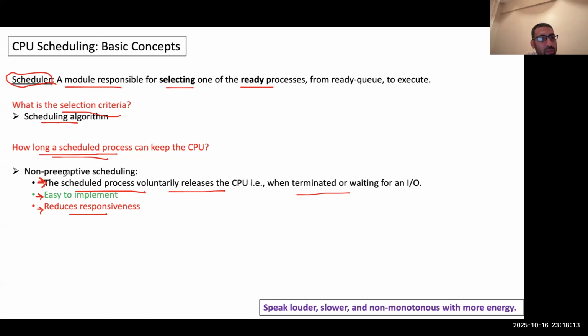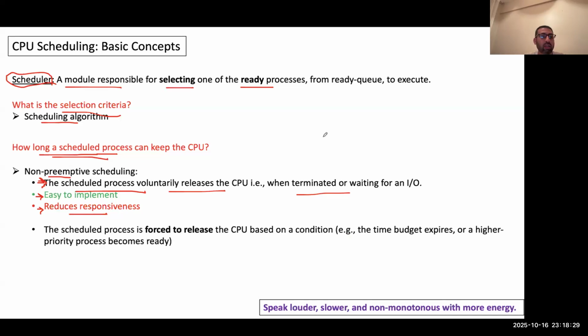And this is known as non-preemptive scheduling. Why non-preemptive? Because if the thread is running on a core, we will not interrupt it, we will not preempt it until it voluntarily releases the CPU. It doesn't matter how long it takes for it to voluntarily release the CPU, right?